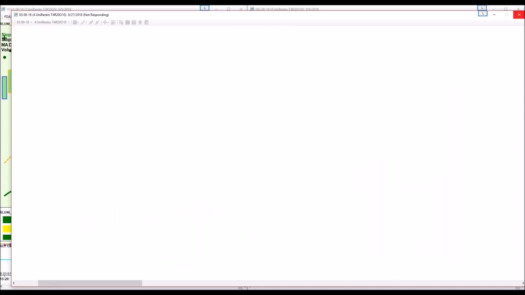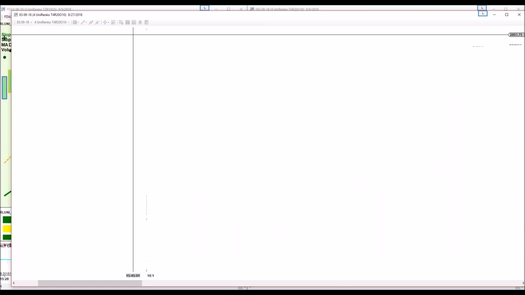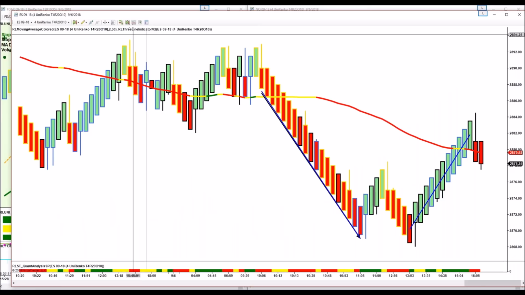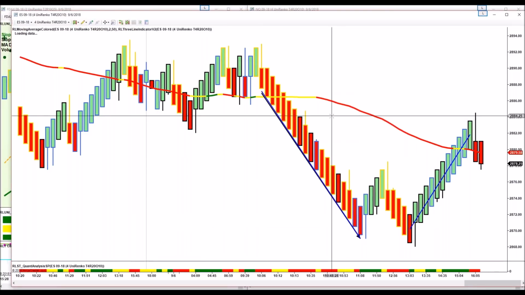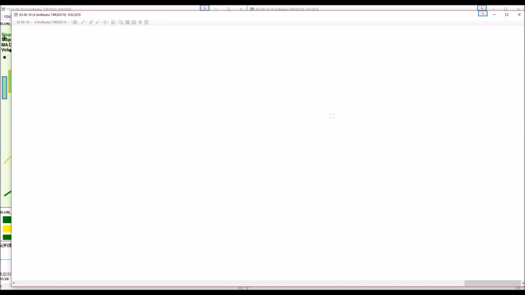The E-mini is a slow market, and we're trading a very, very slow uni-renko setting. So we're just going to speed it up a little bit to a 5-2-10, although it does work on any time frame. And you don't have to trade uni-renko. It's not set up for uni-renko. It's set up for any time frame. Let's load the data.